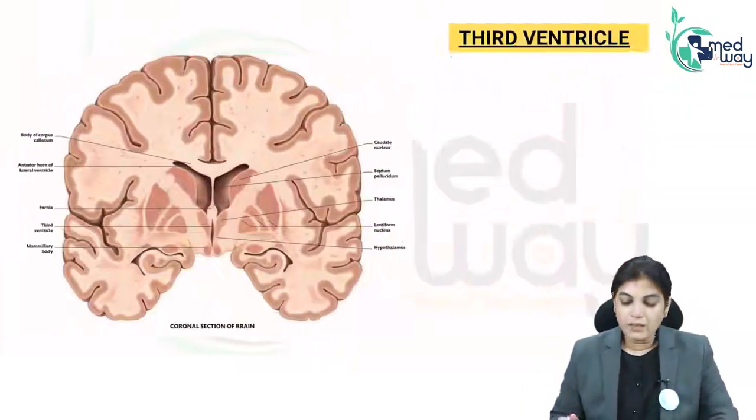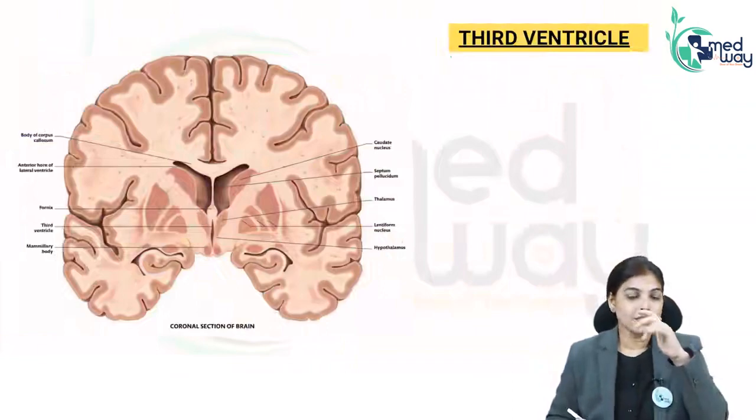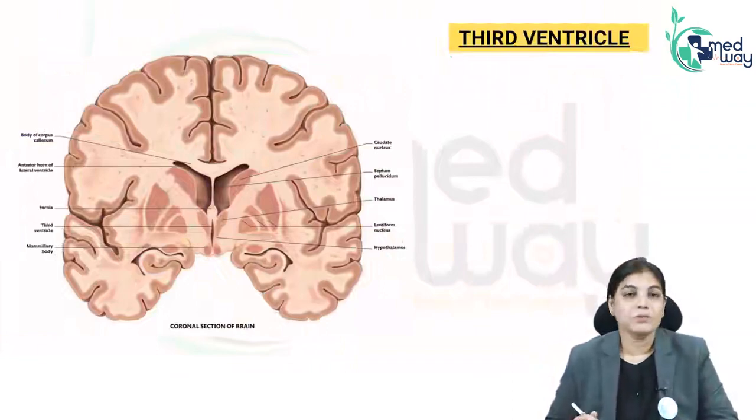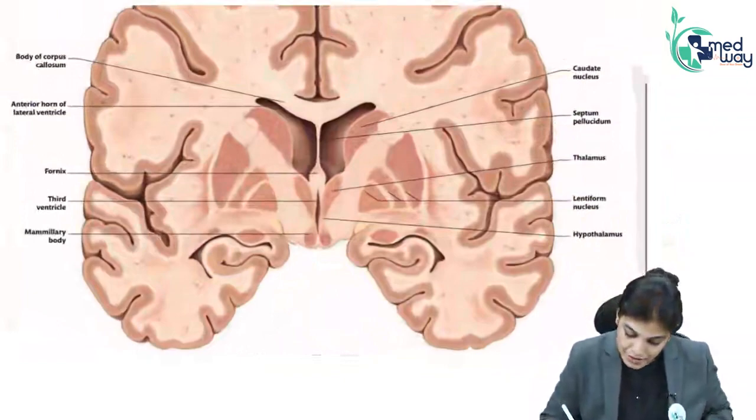Done. Now the last ventricle. So we have finished the two lateral ventricles, and the one remaining is the third ventricle, and now we'll talk about it. So the third ventricle is the cavity of the diencephalon. It's a cavity which is lying between the thalamus and the hypothalamus. So it's a slit-like cavity. In this coronal section, if I enlarge it, can you appreciate the slit-like cavity?